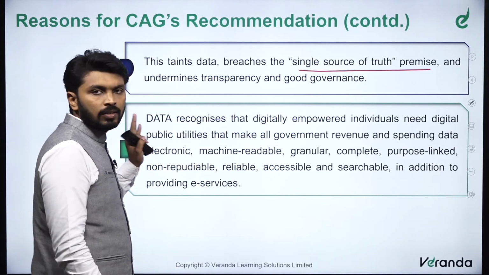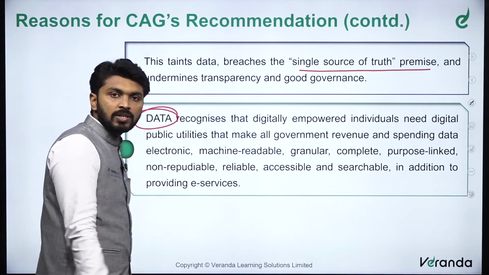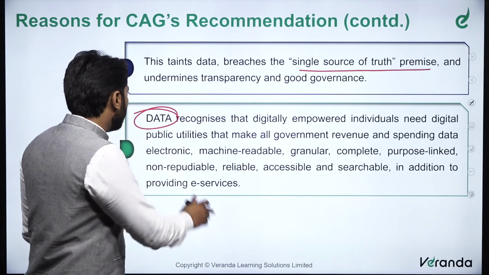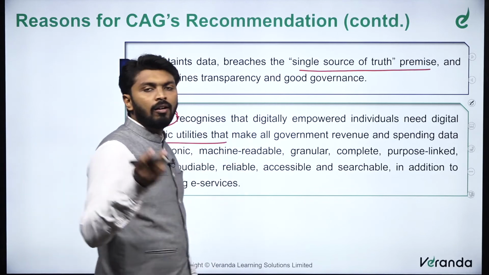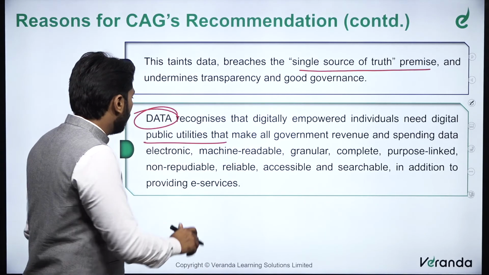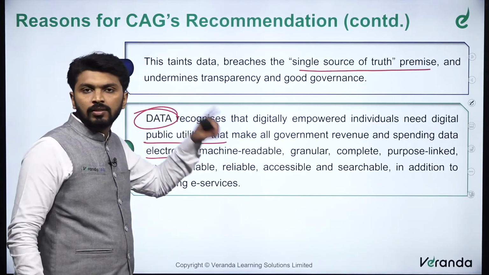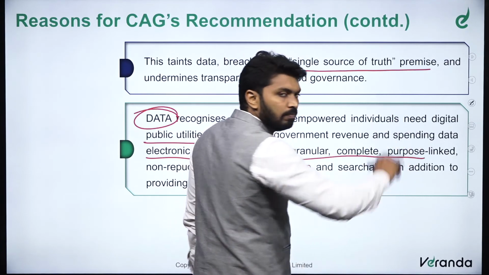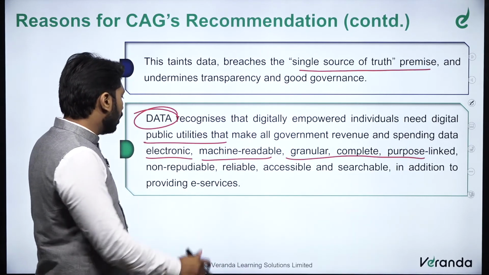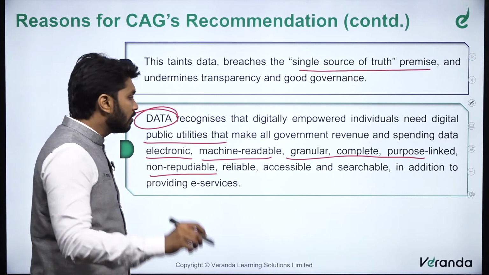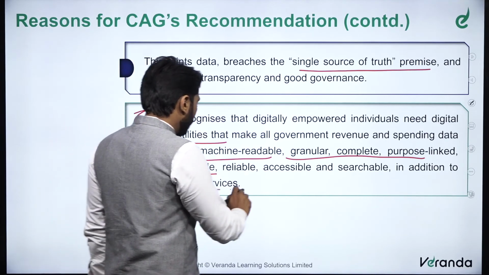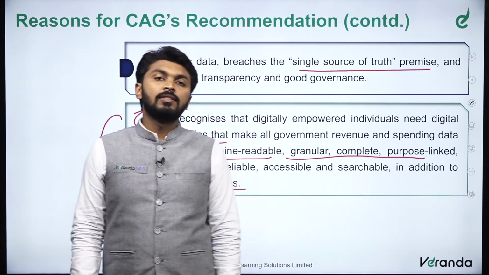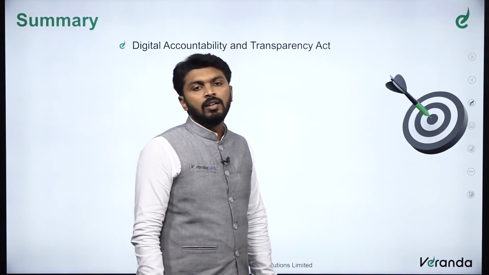The Digital Accountability and Transparency Act recognizes that digitally empowered individuals need digital public utilities that make all government revenue and spending data electronic, as we studied in the first slide: electronic, machine readable, granular, complete, purpose linked, non-repudiable, reliable, accessible and searchable, in addition to providing e-services. These are the stated objectives of this Data Act, the Digital Accountability and Transparency Act.